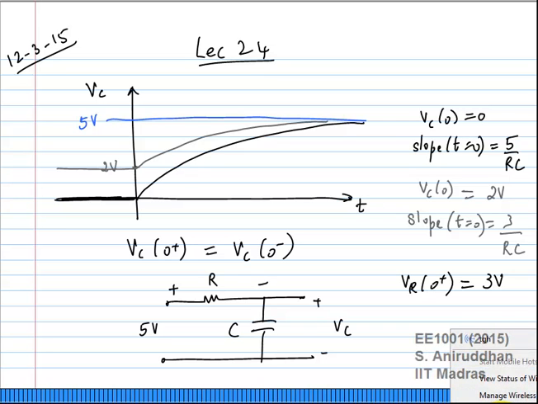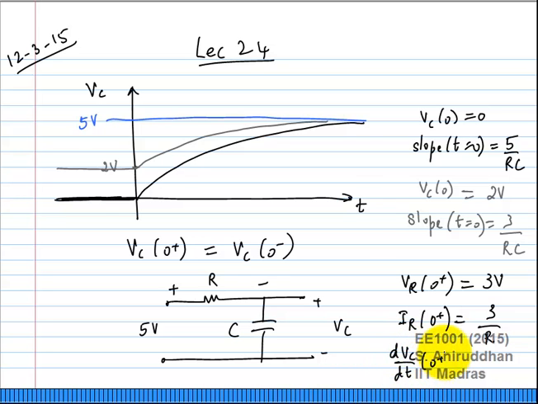Then in that case, what is the current flowing through the capacitor? What is IR of 0 plus? 3 by R. IR is equal to IC. IC is nothing but C dVc by dt. Therefore, dVc by dt has to be equal to IR by C, which is nothing but 3 by RC. Without even solving the differential equation, knowing that it's an exponential, you can find out the initial slope purely through circuit intuition. Did all of you get the thought process? Okay, any questions?